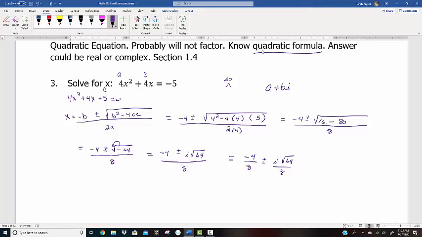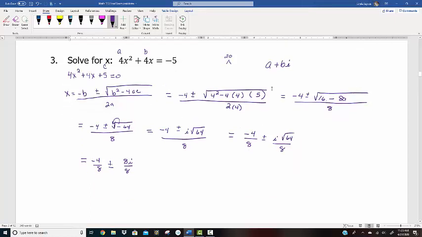All right, now what is the square root of 64? That's going to be 8. So this is going to equal negative 4 over 8 plus or minus, and when it's a whole number, we always write the i afterwards. So now we've got this solved, but we've got to simplify it down. Negative 4 over 8 is going to give me negative 1/2, plus or minus 8 over 8 is just 1, so that leaves me with an i. This is my final answer.